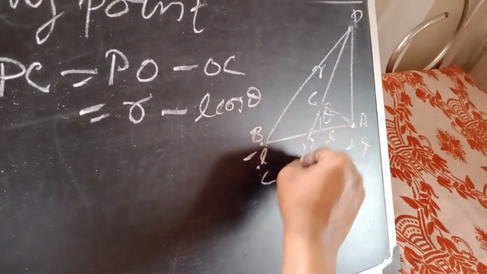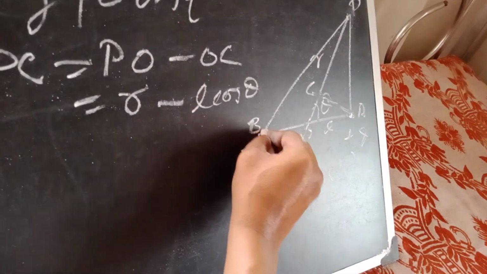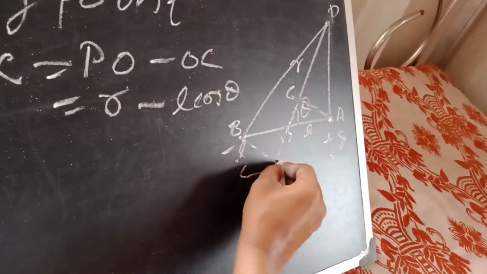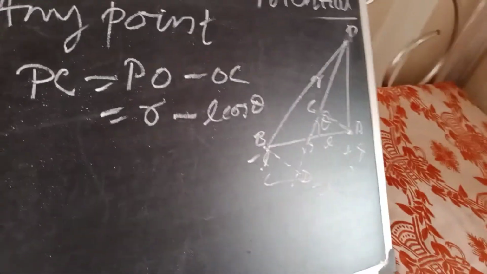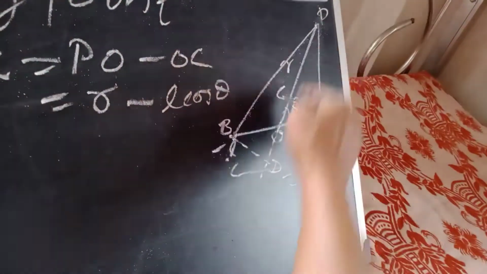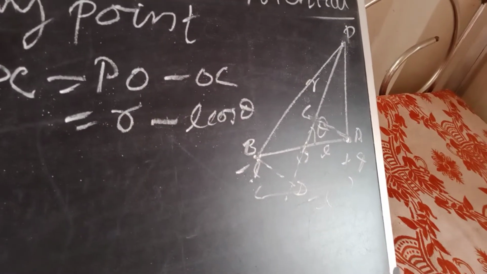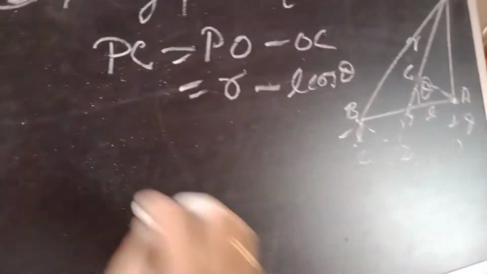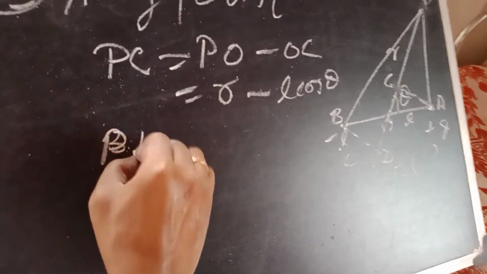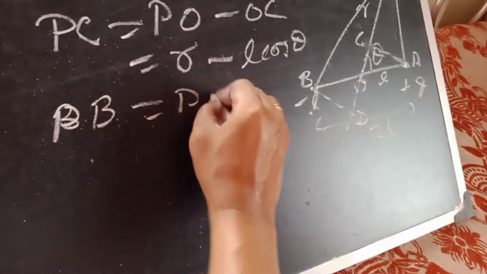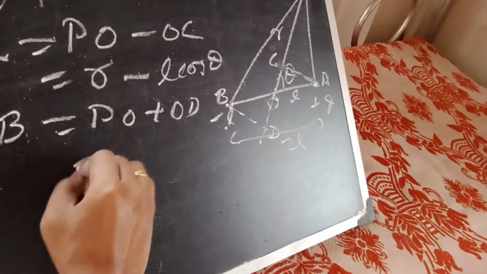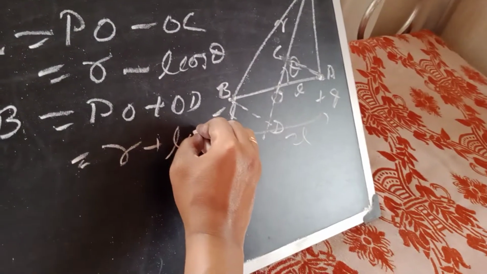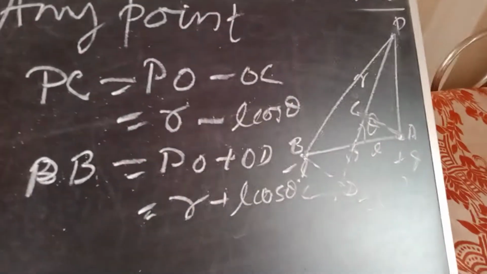Similarly, if we elongate this line and take a perpendicular from B to that point, say D, we get PB equals PD. So PB will be what? PO plus OD, so r plus l cos theta.